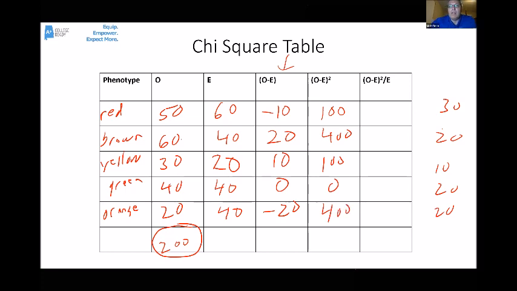All right, and then the final column, O minus E squared over E. So we need to take the value from this cell and divide it by this cell. So in this case, 100 divided by 60.